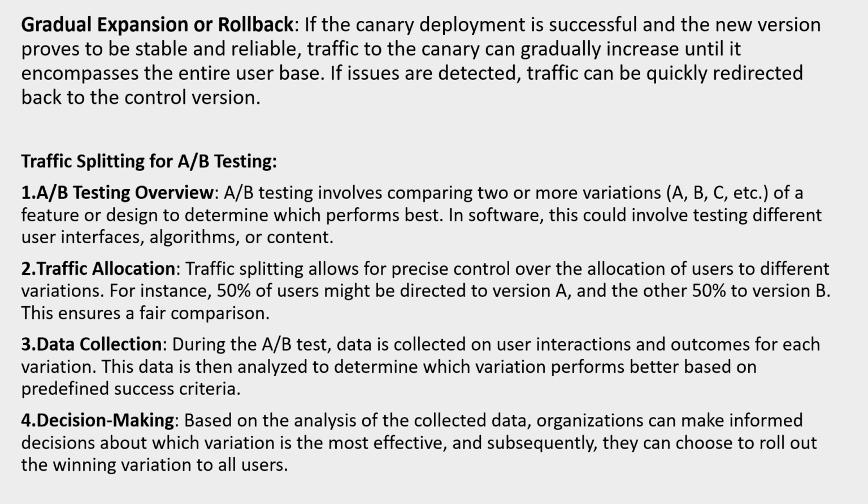Data collection. During the A/B test, data is collected on user interactions and outcomes for each variation. This data is then analyzed to determine which variation performs better based on predefined success criteria. Decision-making. Based on the analysis of the collected data, organizations can make informed decisions about which variation is the most effective, and subsequently, they can choose to roll out the winning variation to all users.